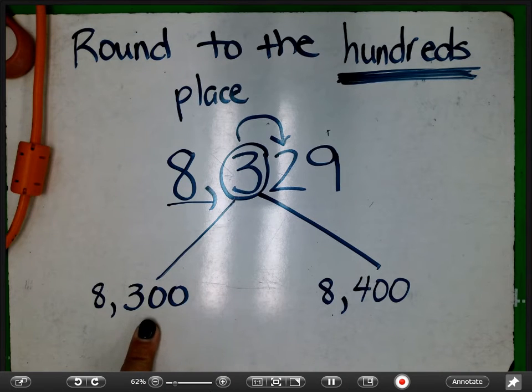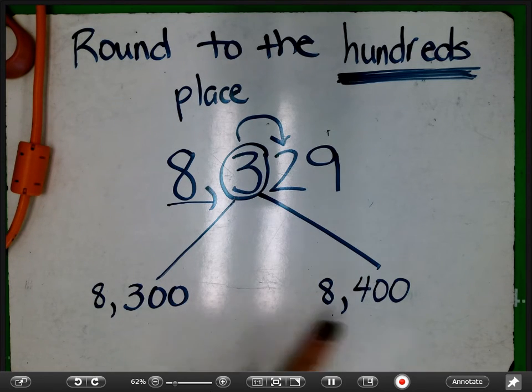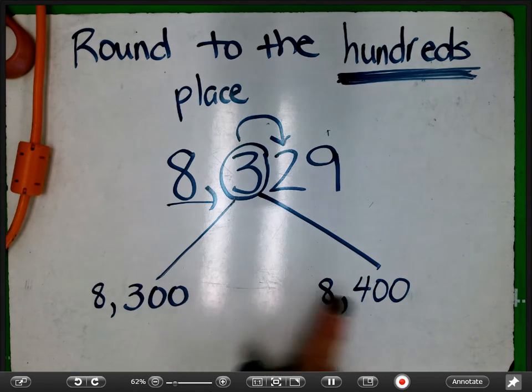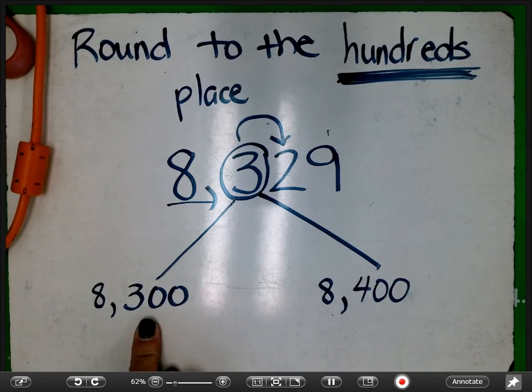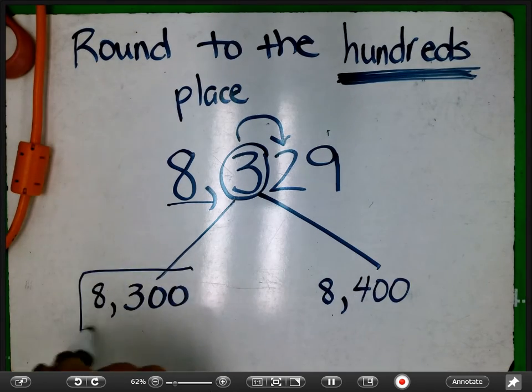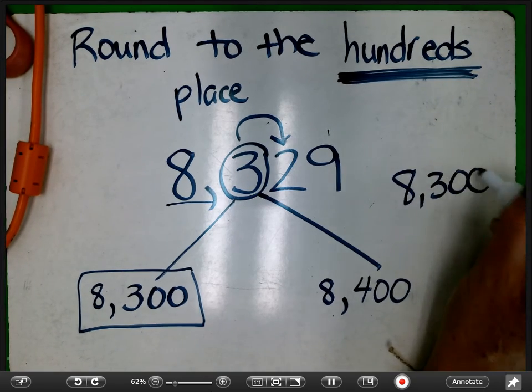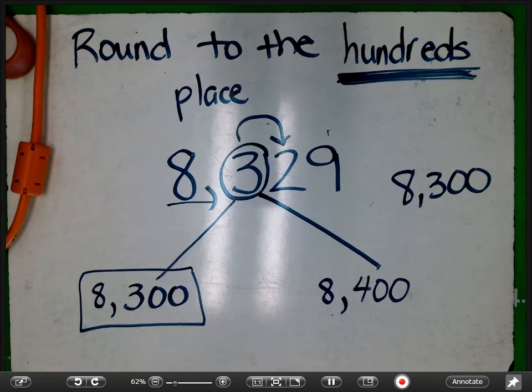I'm a little number. I'm closer to you. I'm only 2 jumps away from this. So you're not going to want to jump all the way up here. How many jumps does it take to get here? 8. 2 plus 8 to get to 10. That's 8 jumps away. This one's 2 jumps away. My answer is 8,300 because the 2 said stay.